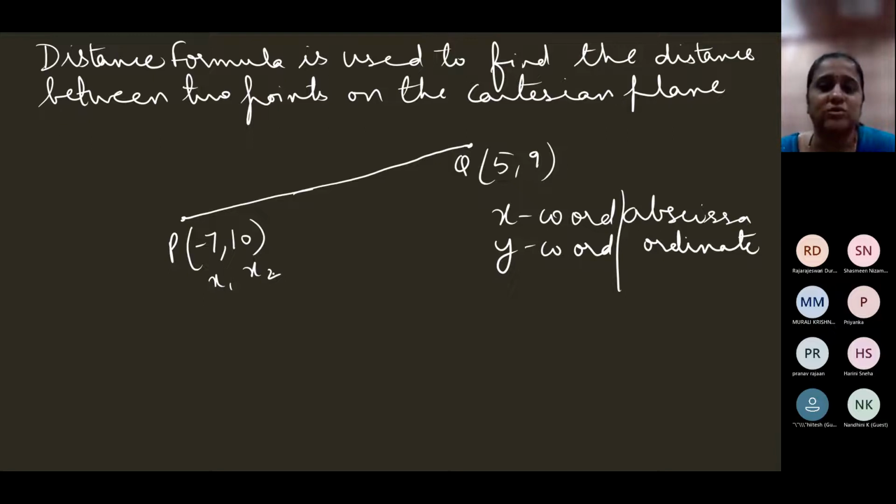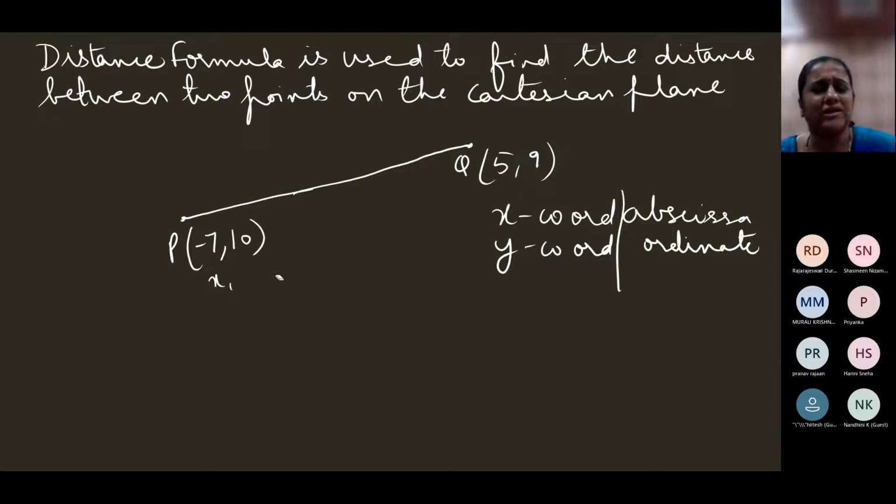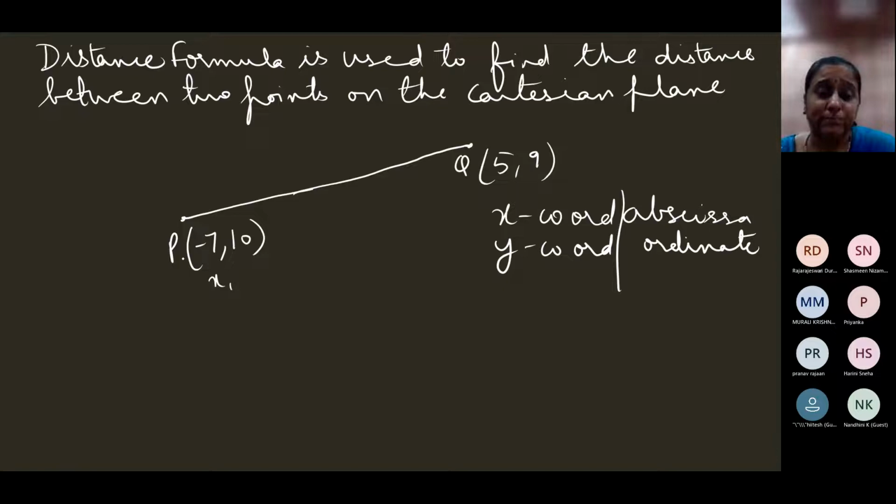So it's not x1, x2. It's x1, y1. You can take anything as x1, y1, meaning it's not that P only should be x1, y1, Q only should be x2, y2, nothing like that. There's no condition. So you have two addresses. One should be x1, y1, the other is x2, y2. That's all. So x1, y1 and x2, y2.